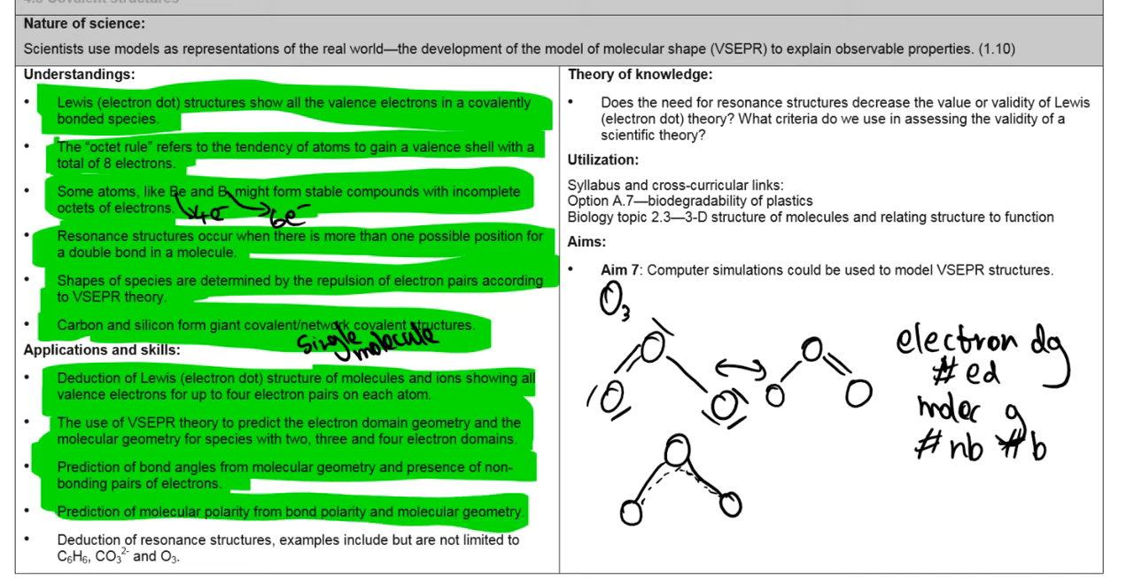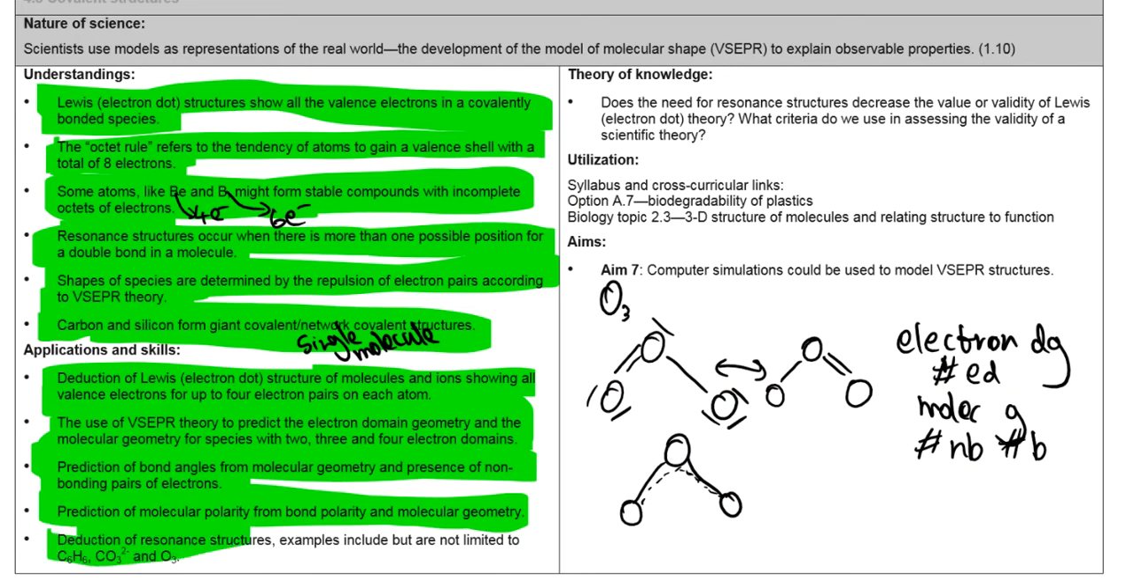Molecular polarity and bond polarity. Okay, so a molecular polarity means that the whole molecule itself is polar, right? That means the polar bonds do not cancel each other out. Bond polarity can be there in a non-polar molecule, but if there's molecular polarity, there has to be bond polarity.